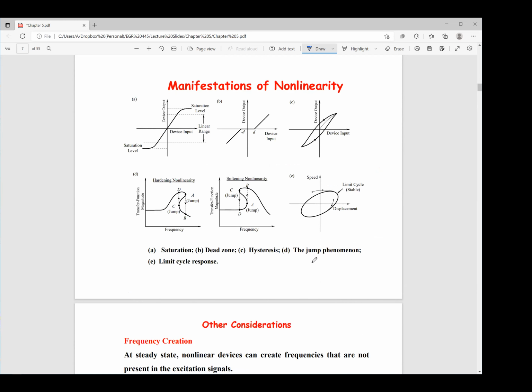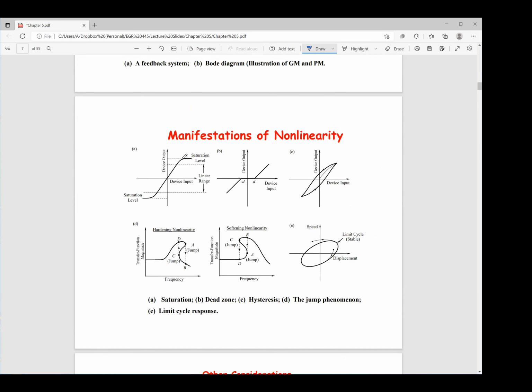Now, in the last class, we talked about what are the different nonlinearities that come into picture. So we have saturation, we have hysteresis, we have limit cycle, we have the jump phenomenon. One thing that I want to tell you is that the time domain specifications and the frequency domain specifications that we talked about help us design the linear system. So you cannot specify a time domain or a frequency domain specification for a nonlinear system.